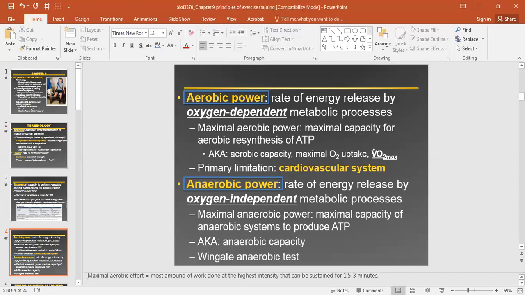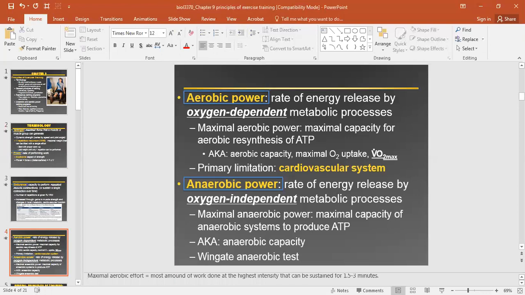I have 1.5 to 3 minutes here because it's a little bit variable. Typically by 1.5 to 2 minutes, those individuals at a particular intensity have met steady state. Remember, we talked about steady state several times. So between 2 to 3 minutes is when we take steady state measurements. So if it's a maximal aerobic effort, it can be sustained for 1.5 to 3 minutes.